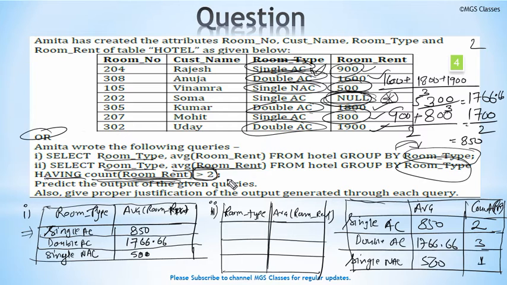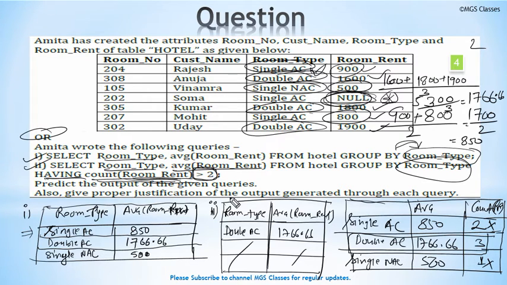Okay, so here too, in having condition greater than 2 is applied, strictly greater than 2 means this single AC will not come, this single NAC will not come, only double AC will come because its value is strictly greater than 2. So in the output only double AC and 1766.66 will be output. Okay, so this way only one output will come. So this is the output, we have predicted the output.